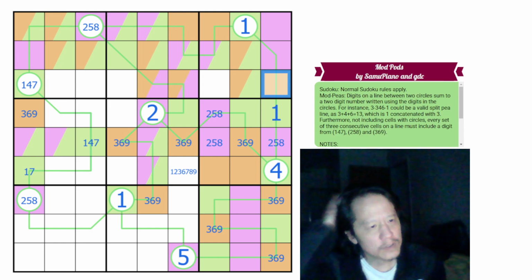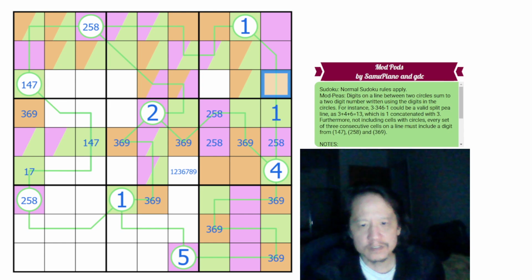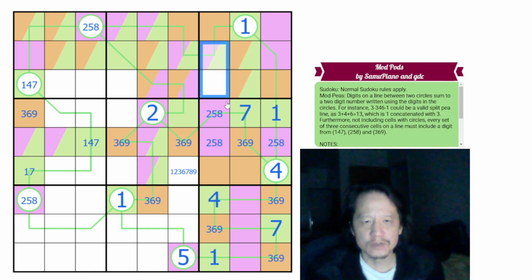What else could it be? 2, 5, and 6, right? So this has to be 7. So this has to be 1 or 4. So therefore, this is 4. This is 1. This has to be 7. The 4 has to be one of these two. The 7 has to be one of these two.